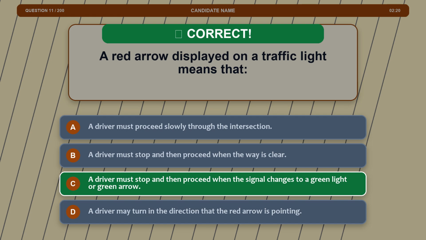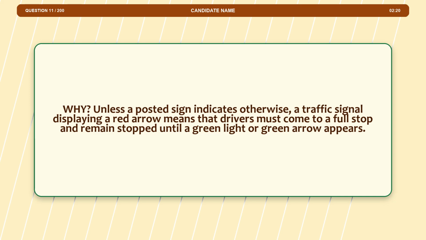The correct answer is option C. A driver must stop and then proceed when the signal changes to a green light or green arrow. Explanation: unless a posted sign indicates otherwise, a traffic signal displaying a red arrow means that drivers must come to a full stop and remain stopped until a green light or green arrow appears.